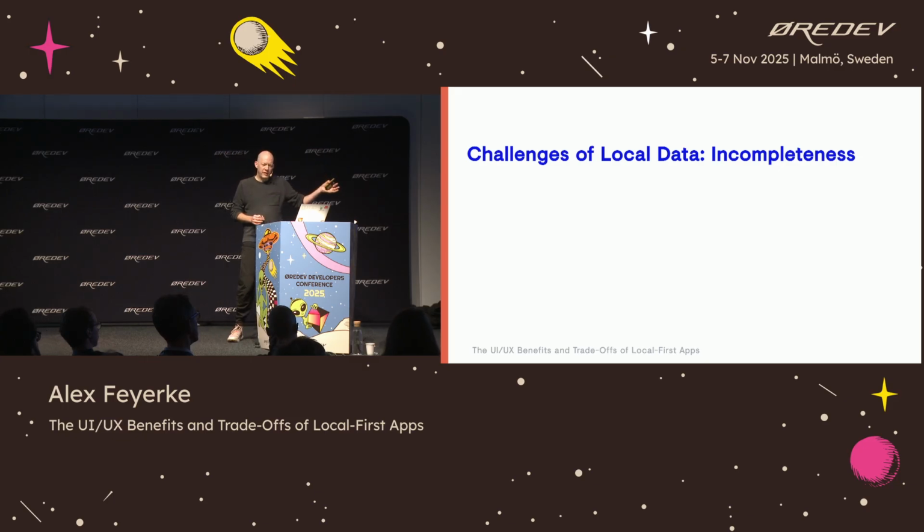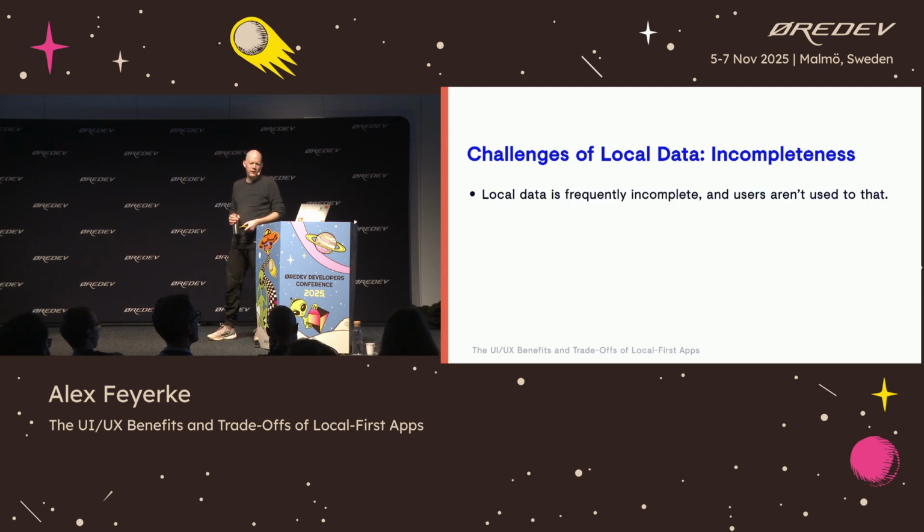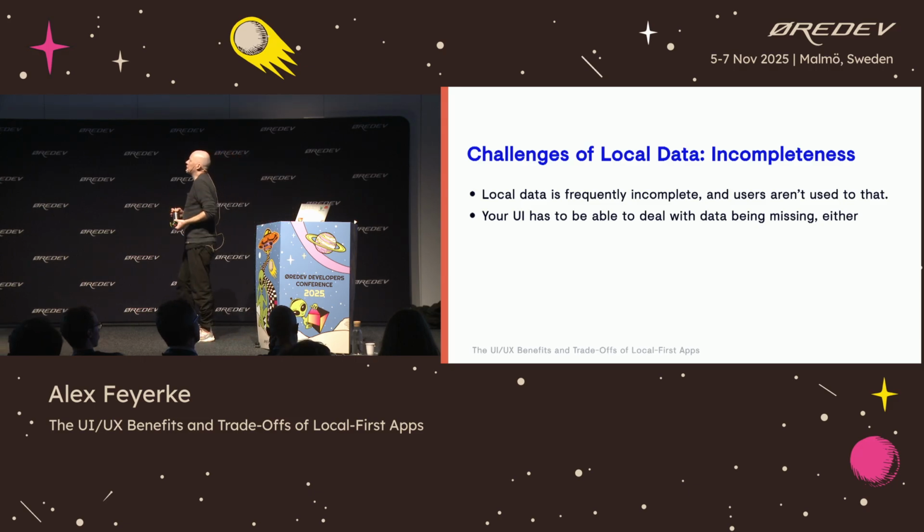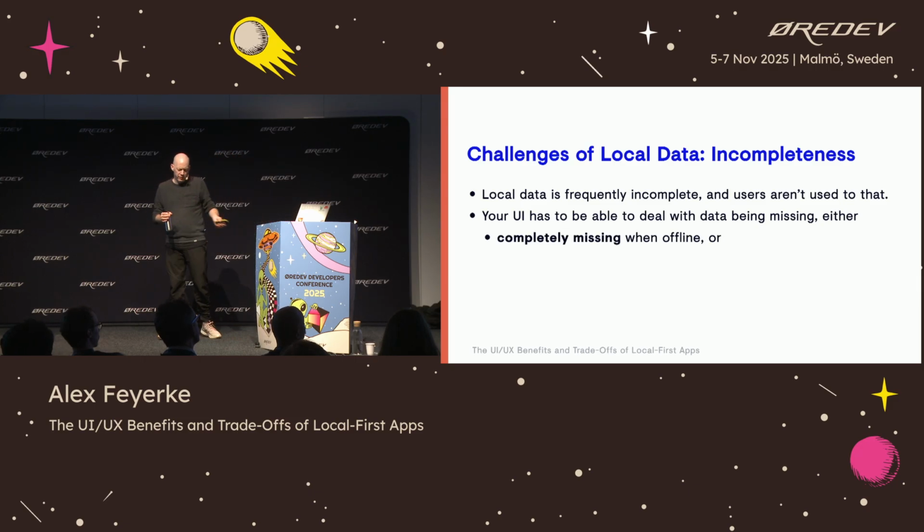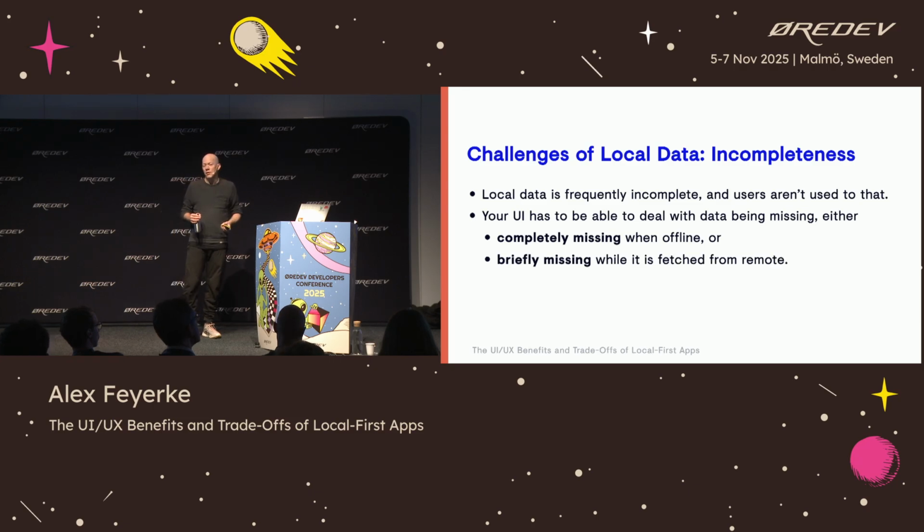Remember the selective syncing thing where you can't have all data on every device? That is quite unintuitive for people, because they're on the web, right? They can always have everything whenever they want to, except in a local first app, that's not true. So your UI has to be able to deal with data being missing. So either it's completely missing because the client is offline, or it's briefly missing because you only have part of it and you have to get more. And in both cases, this is different than what you're used to building. It takes a bit of extra effort to deal with it.